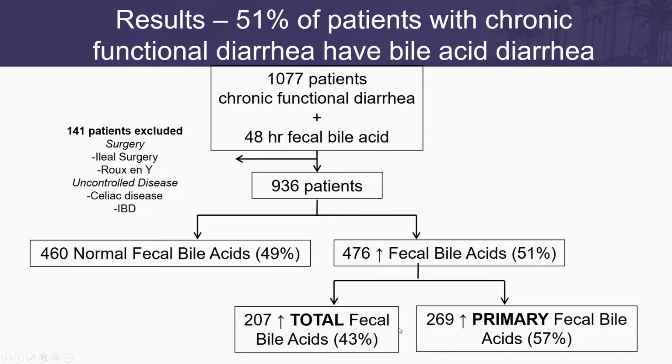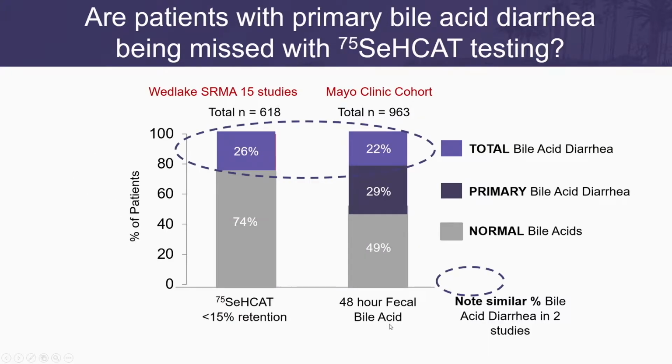And you can see the breakdown of these 51%. A little over half had primary fecal bile acids, and then the 43% was total. So when they compared their cohort to previous studies, and this is a systematic review, they found a similar prevalence, or proportion, of patients that had bile acid diarrhea. It's estimated somewhere between 25–30% of patients with chronic functional diarrhea or IBS diarrhea actually have bile acid diarrhea. But they actually found more, with the 51% who had either a total number of bile acids that were elevated or just primary fecal bile acids.